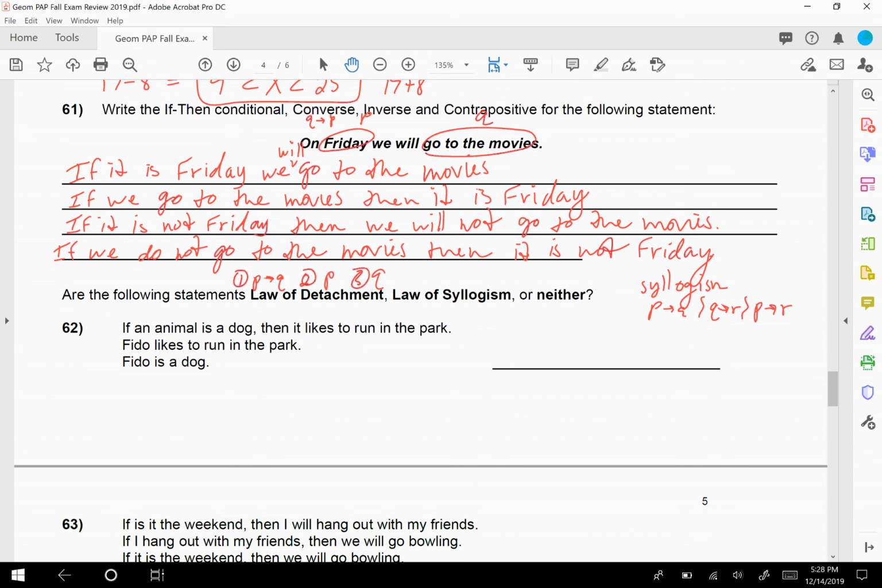So it says if an animal is a dog, then it likes to run in the park. So P then Q. Fido likes to run in the park. Well, this matches with Q. Fido is a dog, that's P. So this is actually neither. Okay, it's trying to be law of detachment, but it's invalid because it goes in the wrong order.